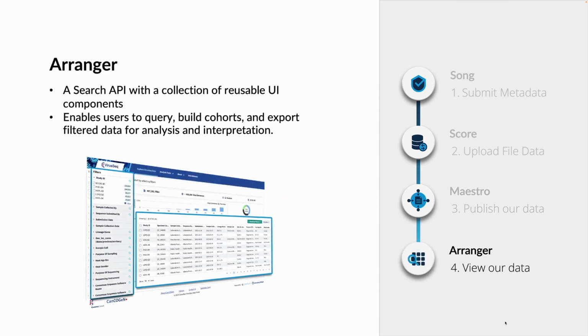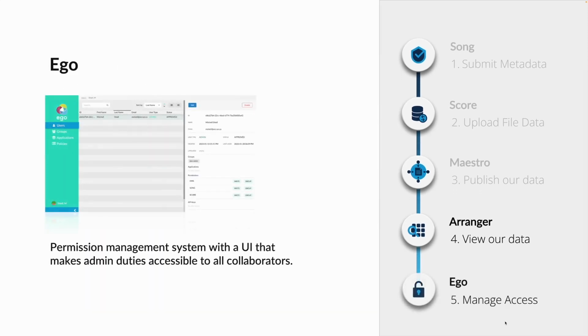Now, Arranger is a search API, but it's more than that. It also has reusable and configurable UI components, specifically a faceted search that you can see on the left, as well as a sorted table that you can see on the right. This allows you as a user or researcher to organize and sort through the data and then download the datasets or share them with other groups or labs or individuals. Of course, we need to do this securely, and that's why we have Ego, which is our permission management system. It comes with an Ego UI that makes these admin duties accessible to all collaborators and also supports single sign-on identity providers.